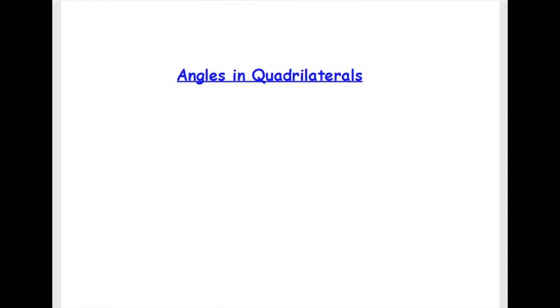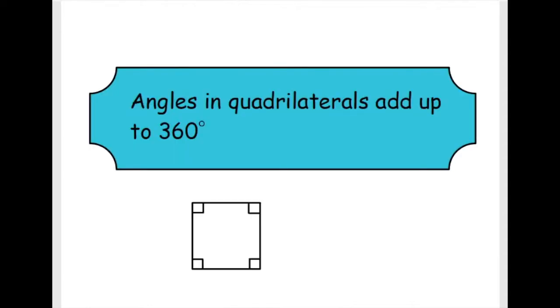A quadrilateral is any four-sided shape. The angles in any quadrilateral, any four-sided shape, will always add up to 360 degrees. If you can add that fact into your books now, please, because that is something you are going to need to know. It won't tell you that.